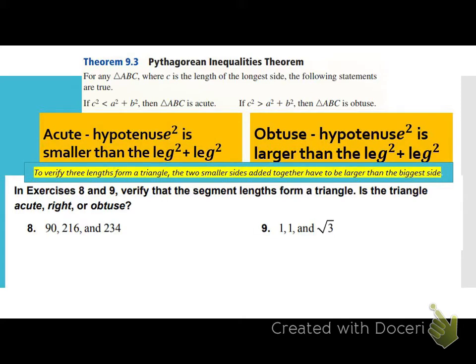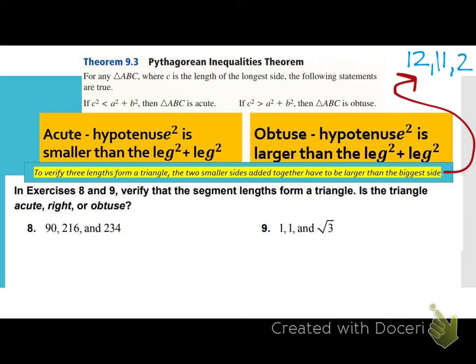So let's practice this for a second. Give me 3 numbers. Any 3. 12, 1, and 2. You take the two smaller sides, which would be 1 and 2. Them added together need to be bigger than the longest side. So 1 plus 2 is 3. Is 3 bigger than 12? No. So this wouldn't be a triangle.